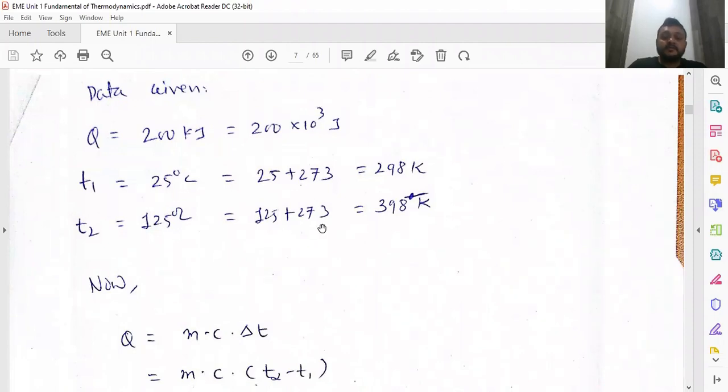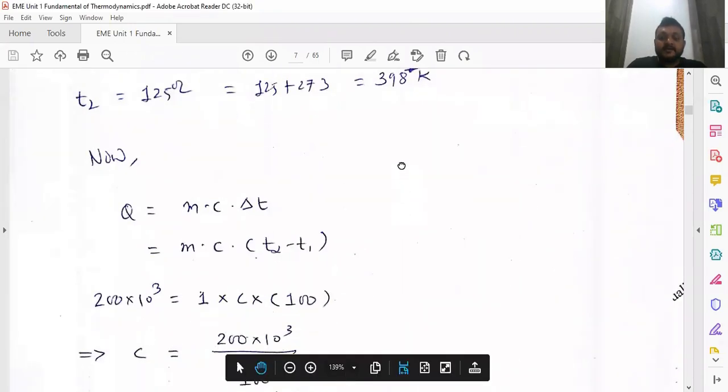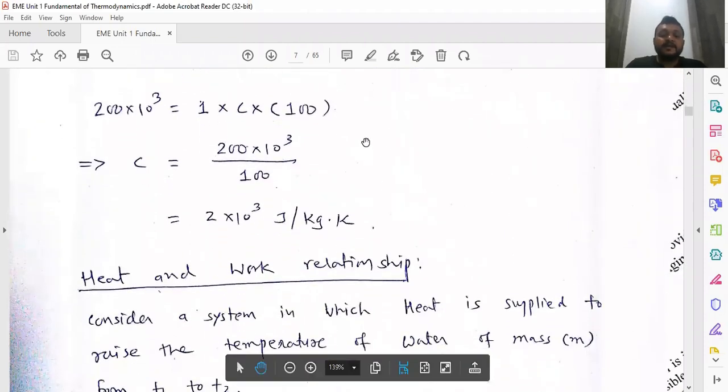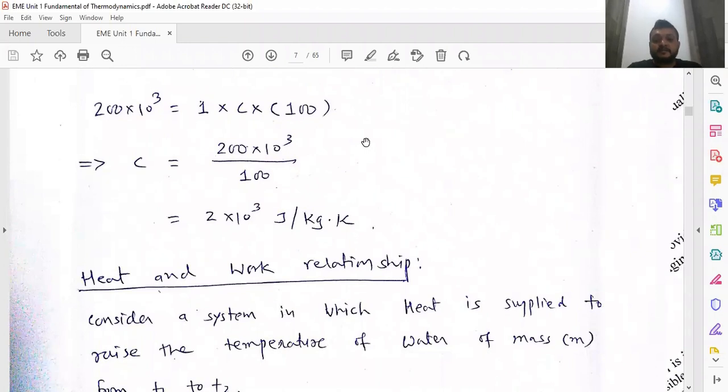So 125 plus 273 means 398 Kelvin. By mistake, I have taken it as degree, but it is not used. Simply you have to put the K and govern the equation Q is equal to mc delta T, T2 minus T1, and put the values in the equation, we'll get the specific heat capacity. So this is about the specific heat capacity explanation, and you can easily calculate or find out these things.